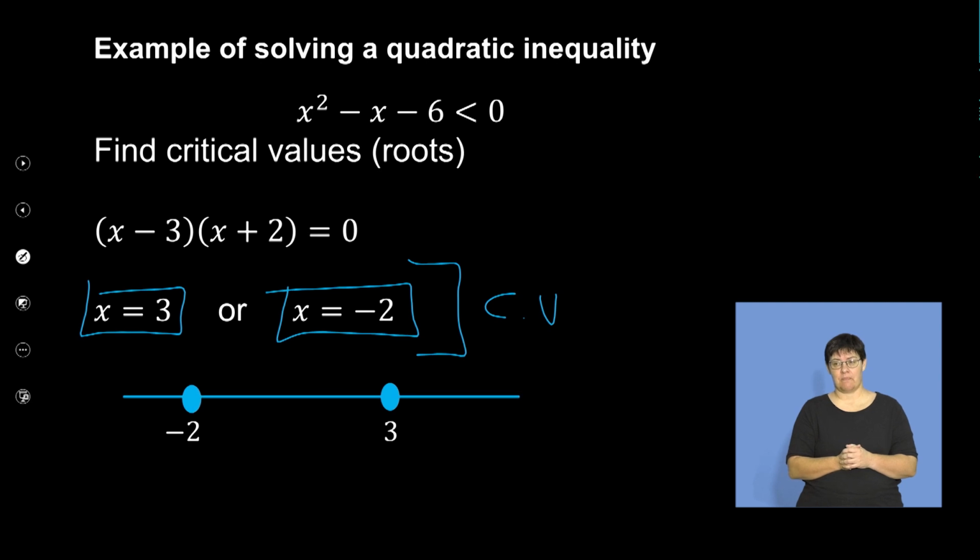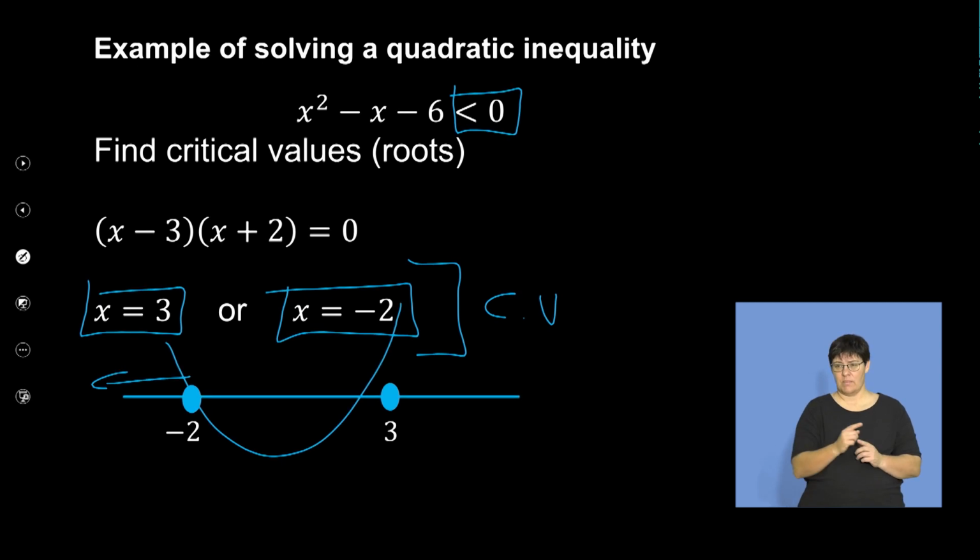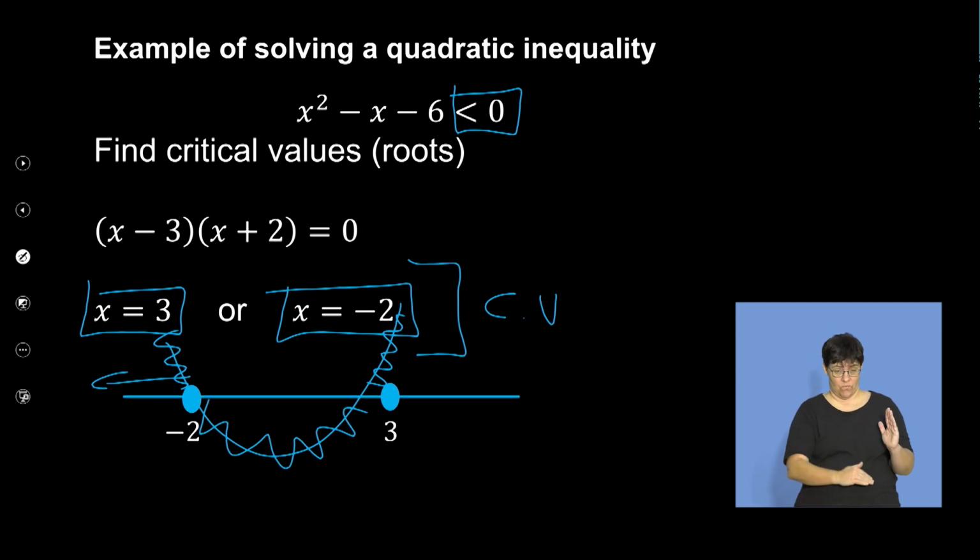Now, because we want this solution to be less than 0, from the negative 2 going to the right, to the left of it, our graph is like that. So it's above the x-axis. It's above the x-axis, so that does not hold. But between the negative 2 and the 3, we are below our x-axis.